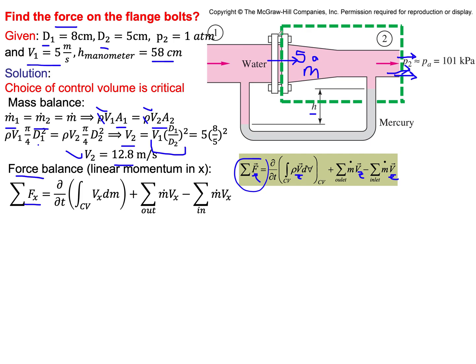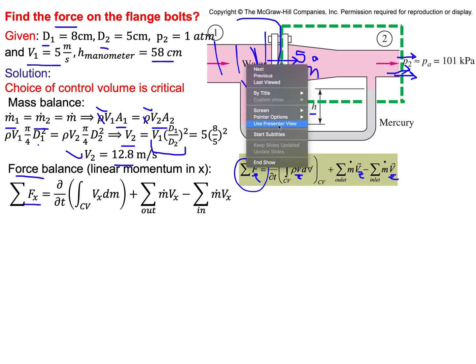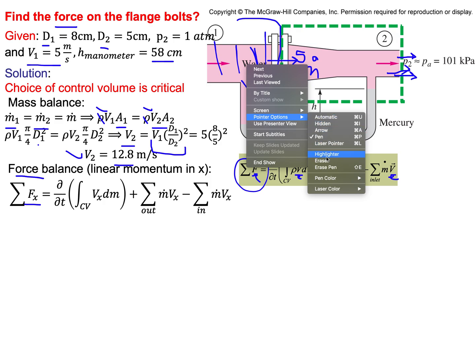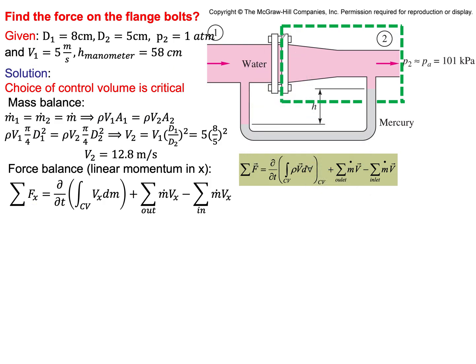So what we have done is we've taken the right hand side of the control volume and thrown it away. So now, because we have thrown it away, we have to replace it with its effect, and its effect is really the force of the bolts. We've also thrown the water that's here, so it contributes a pressure.